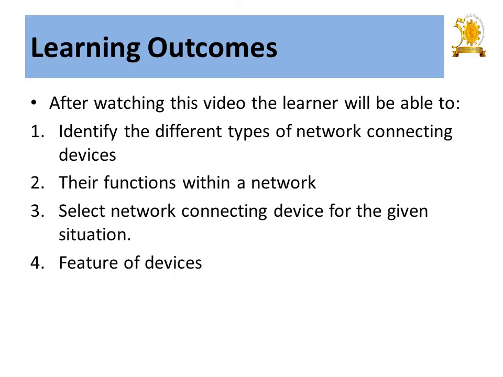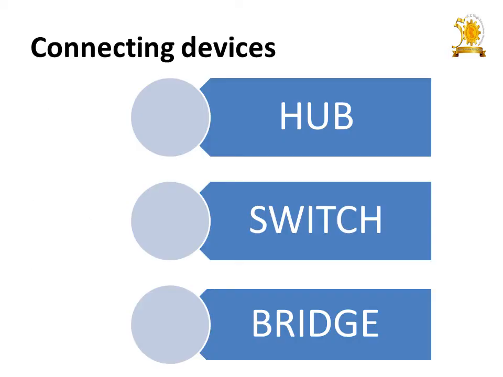The learning outcomes of this video: after watching this video, the learner will be able to identify the different types of network connecting devices, the functions of these devices within a network, and select the network connecting devices for the given situations and features of the devices. In today's lecture, the three connecting devices which we are going to see are hub, switch and bridge.